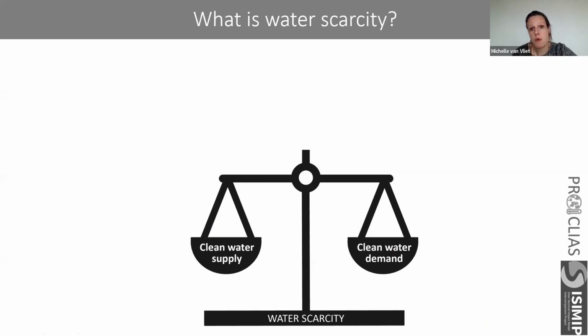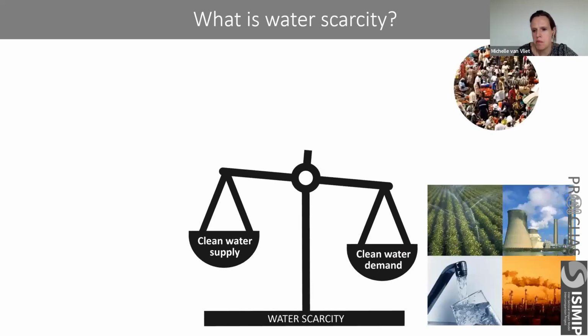Well, the first question is, what is actually water scarcity? In simple terms, this refers to an imbalance that exists between the supply versus the demand for clean water resources. In the coming decades, a growing and more prosperous global population is overall expected to strongly increase the demands for clean water.